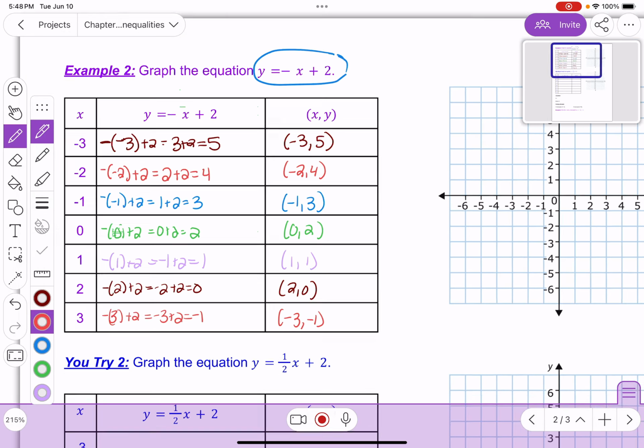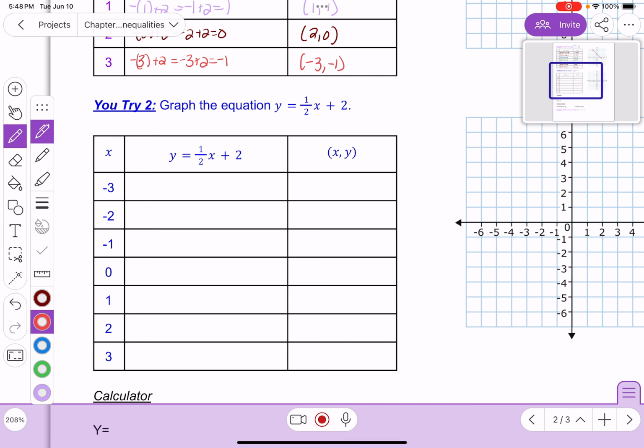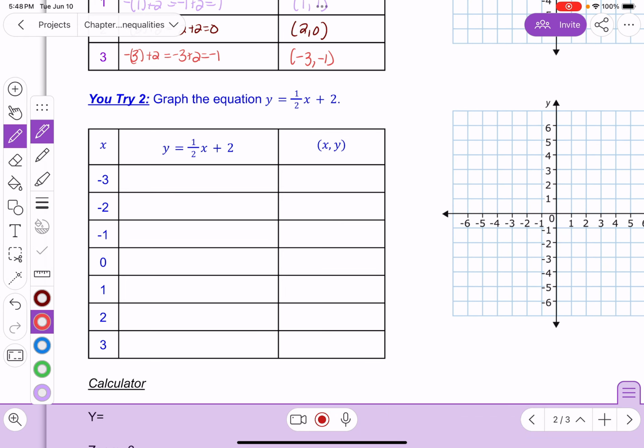And then we would go plot these points on the graph. So negative 3, 5. Negative 2, 4. Negative 1, 3. 0, 2. 1, 1. 2, 0. And negative 3, negative 1. There's our line. So don't forget to pay attention to where those negative signs fall. So you should pause the video and try this one, and then come back and check it.